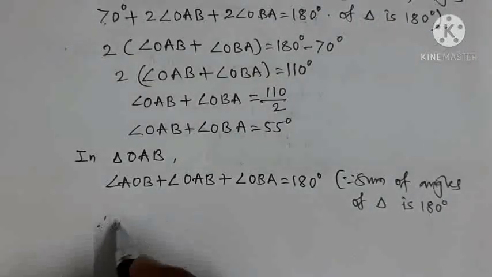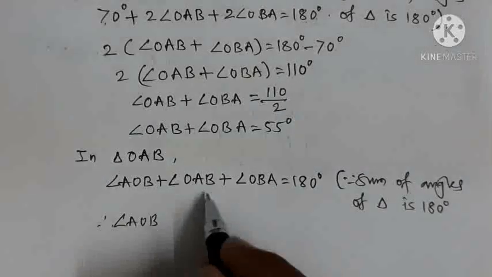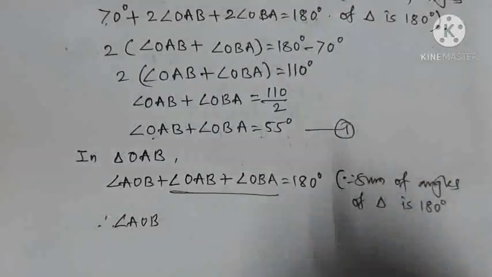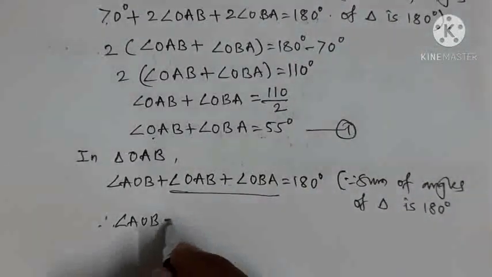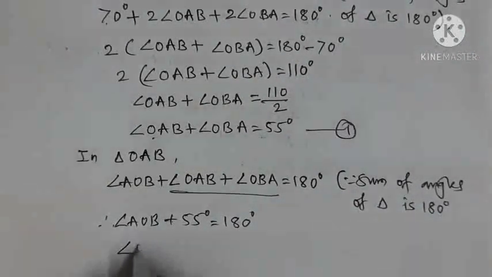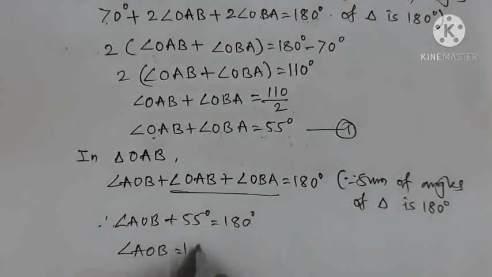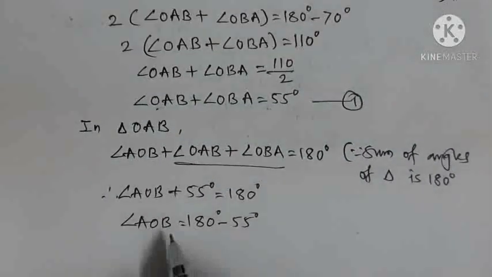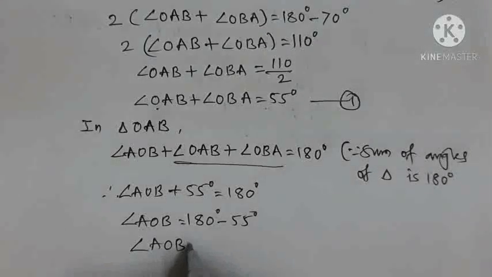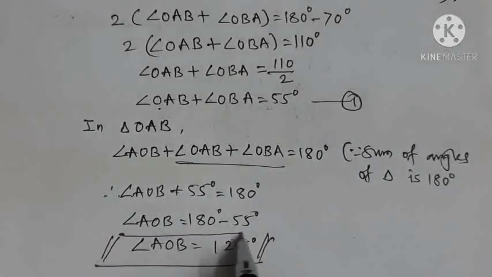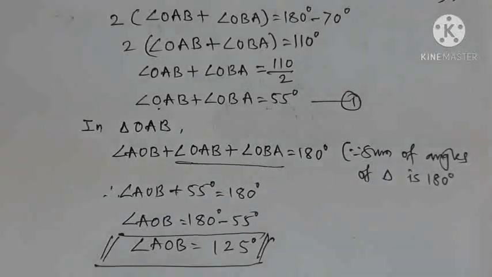Therefore angle AOB, now here put the value of these two sum from equation first. Therefore angle AOB plus 55 degree is equal to 180 degree. Therefore angle AOB is equal to 180 degree minus 55 degree. Therefore angle AOB is equal to 125 degree. In this way we find this value. Angle AOB is equal to 125 degree.